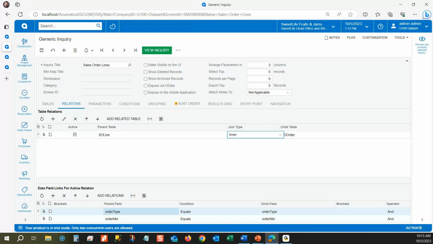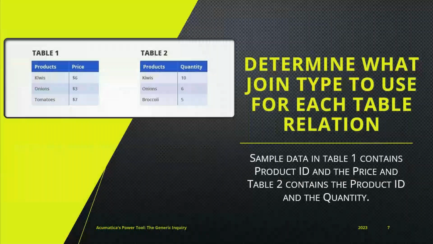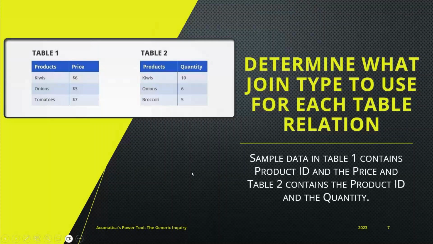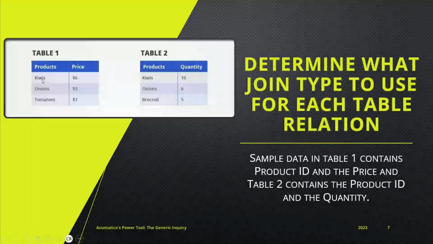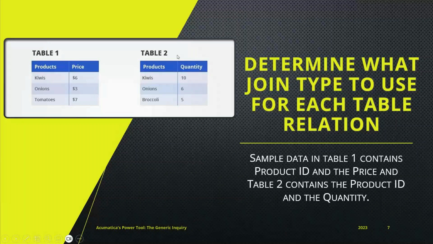So determining what join type to use when you're creating a data relation. Right here, what you're seeing is just some sample data from a blog that I found online that was explaining join types. In the table on the left, we can treat this as our primary or our master table, and table 2 here on the right is going to be our secondary table. And you can see here the products have similar matches here with kiwis and onions. But as you get lower on this table, you can see it says tomatoes, but this table over here has broccoli. So those are disparate information and they're not going to link up. But let's take a look at how that is going to look when you're using different joins.